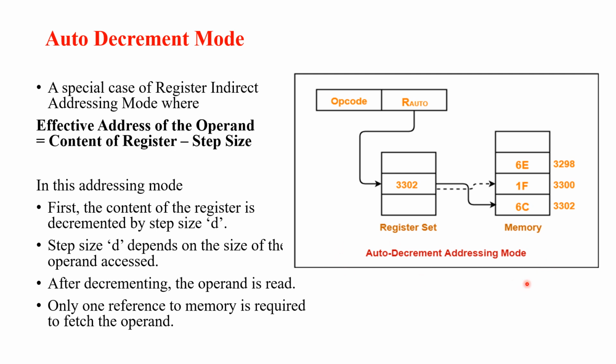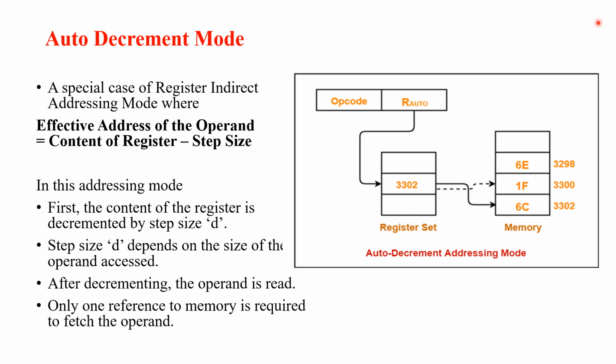Auto decrement addressing mode is a specialized form of register indirect addressing mode. In this mode, the effective address of the operand is determined by subtracting a defined step size denoted by D from the content of a specific register. The effective address can be expressed as: effective address of operand is equal to content of register minus step size.